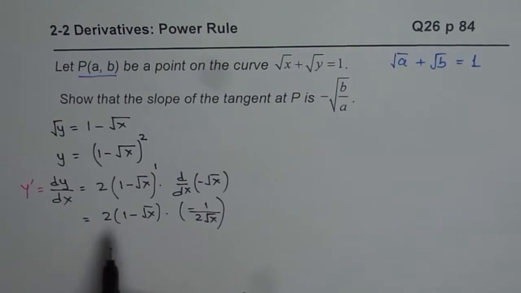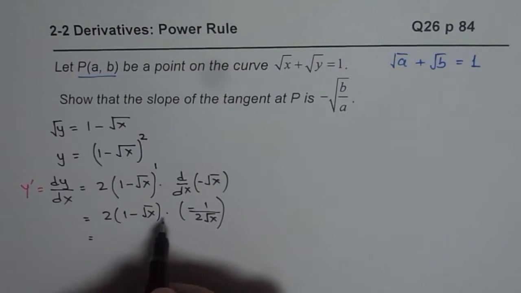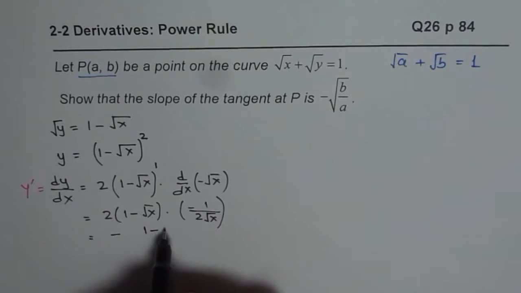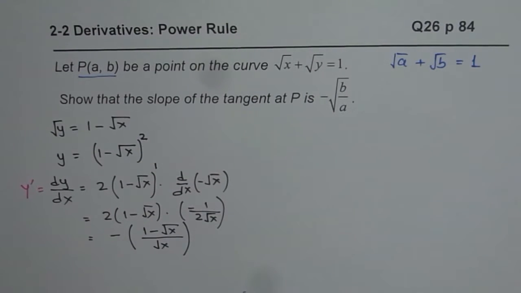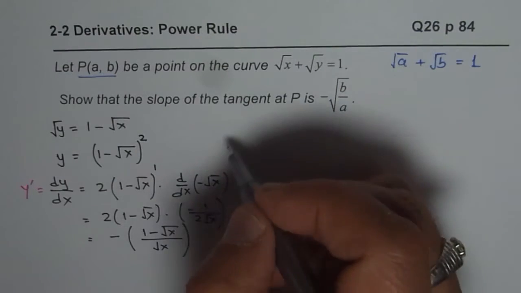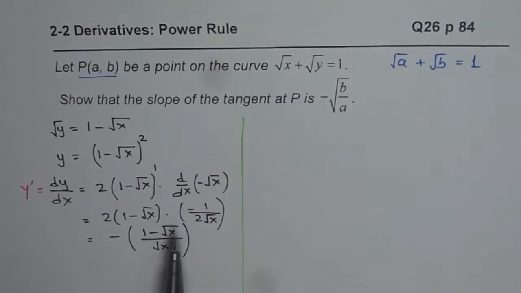Okay, so if I simplify this, 2 and 2 will get cancelled. So I get, and we have a minus sign here, so we get minus (1 minus square root of x) divided by square root of x. This is what we get. Let me write brackets here. So this is what you get as the derivative. Now the derivative indicates the slope, correct? Derivative indicates the slope. So we can say the slope of the tangent line at P should be what?